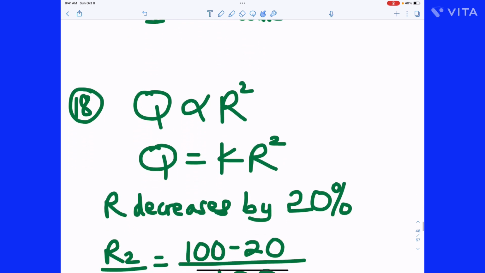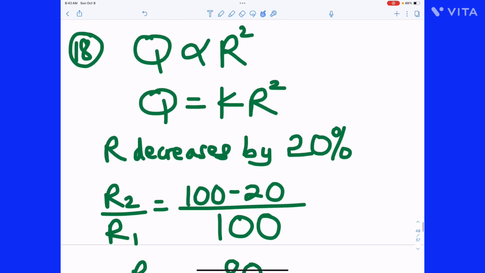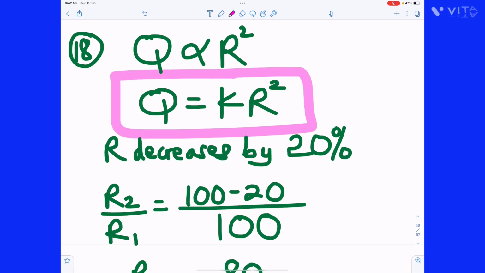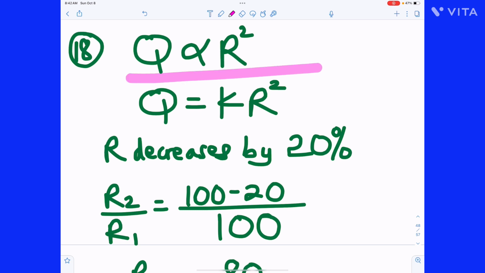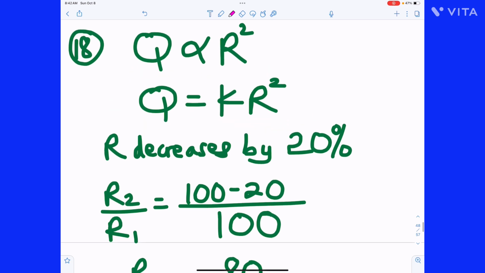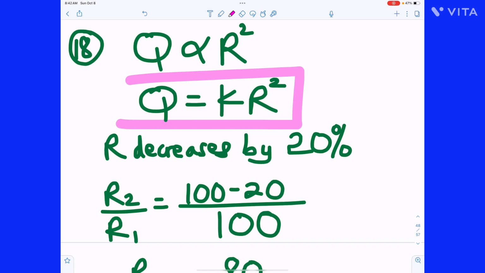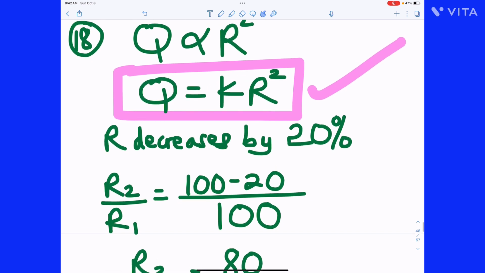Question 18 says Q varies directly as R squared. That will change to Q is equal to K times R squared. I always like to indicate where we changed the variation from an expression of variation to an equation like this. The question now says, when R decreases by 20%, what is the percentage change in Q?